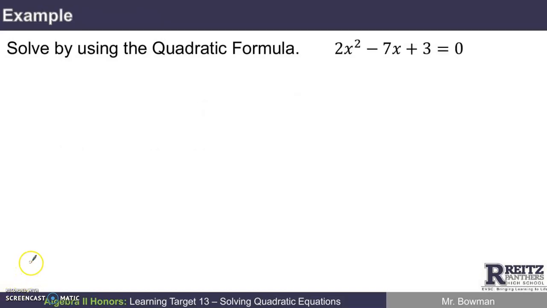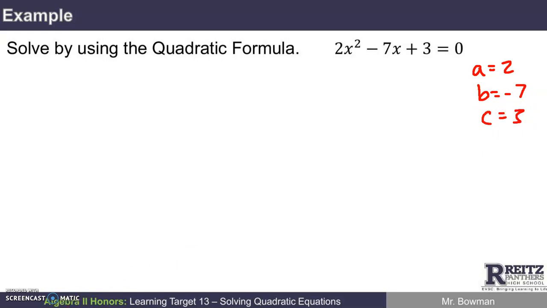We'll run through a couple of quick examples here. I know you've seen this before. I hope this is fairly digestible. We want to solve this quadratic equation by using the quadratic formula, 2x squared minus 7x plus 3. It might help to list out what a, b, and c are. a is 2, b is negative 7, c is 3.